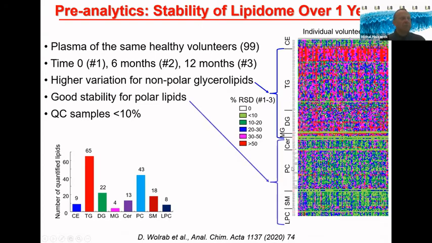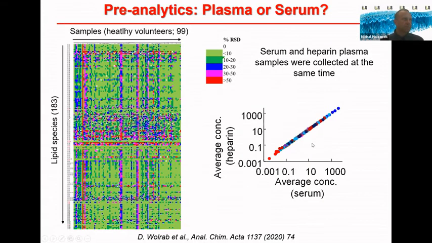But for polar lipid classes, the variation is much lower, which means that these classes are much more convenient for biomarker discovery. So you may see that in many cases, it's below 10 or below 20% over the year. So the lipidome for these classes is relatively stable. And of course, for quality control samples, the variation is below 10%, which is relatively good.